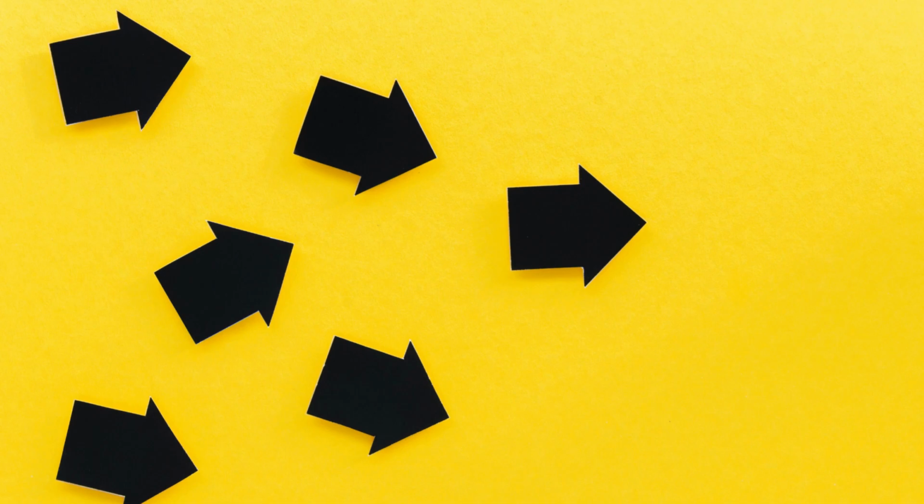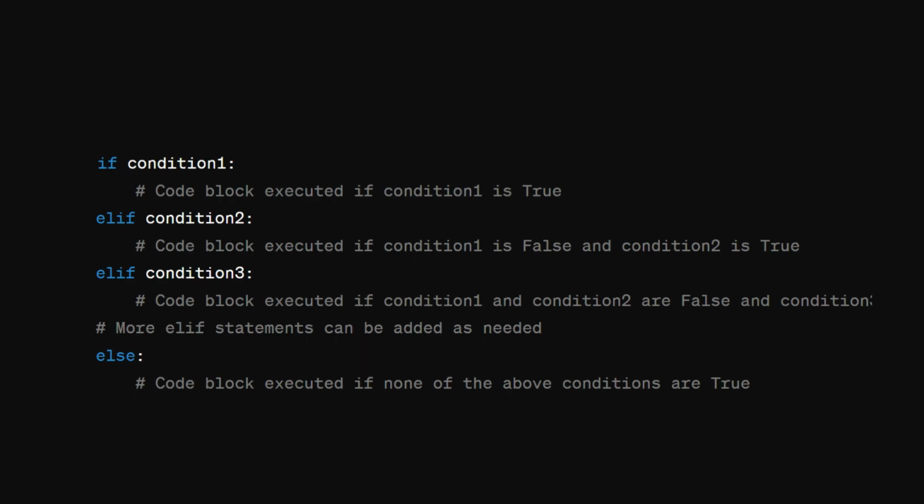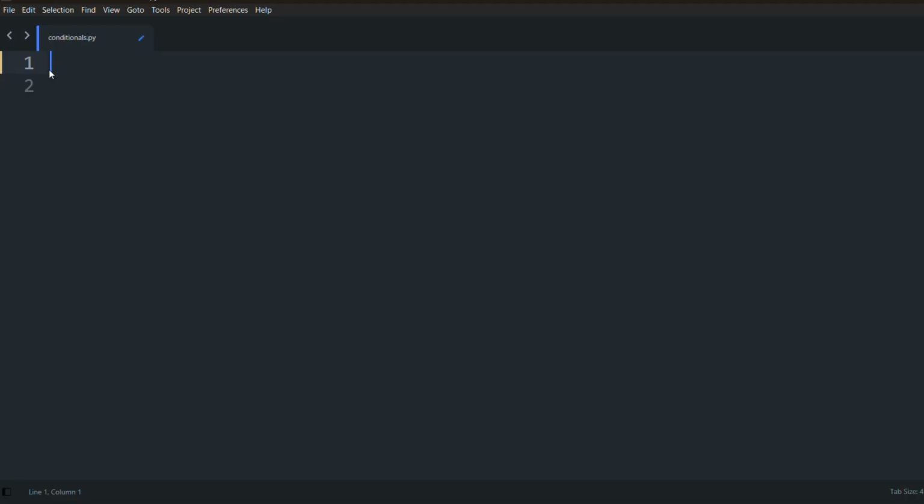The elif statement can be used multiple times after an if statement to test additional conditions sequentially. It provides a way to handle multiple potential cases in a structured and readable manner. If none of the conditions in the if and elif statements are true, the block of code under the else statement is executed, or the program continues to execute the code after the conditional blocks. Let's demonstrate this.